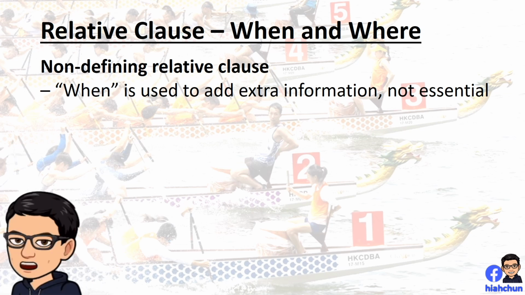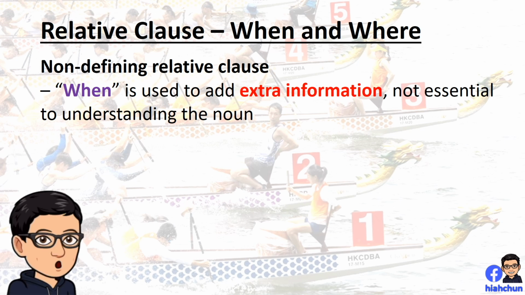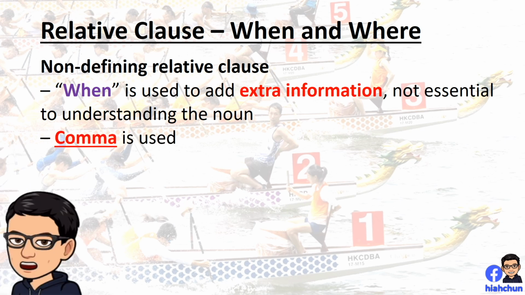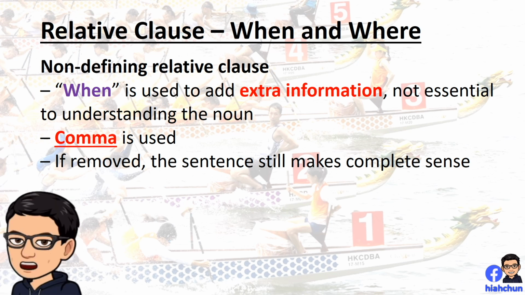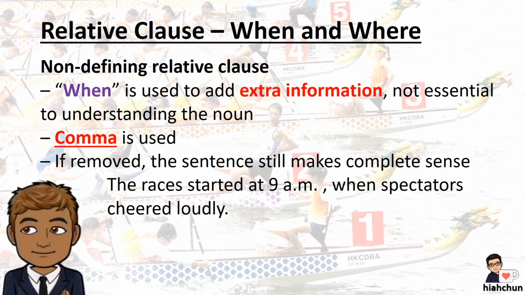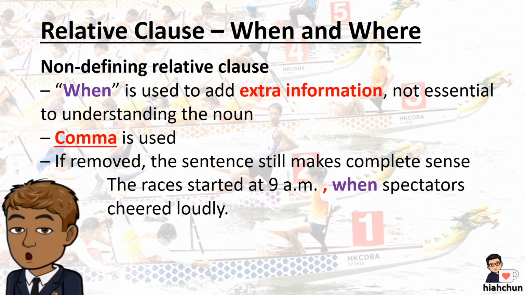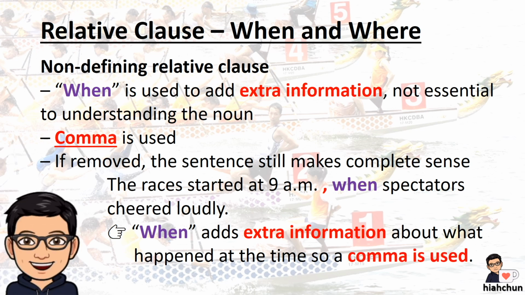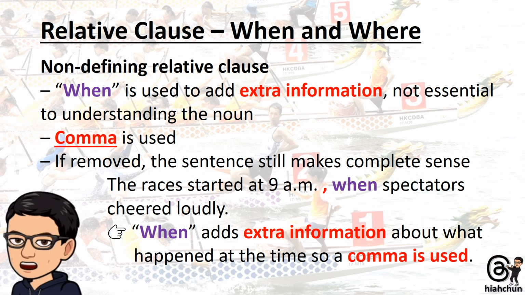In a non-defining clause, when adds extra information. It's not essential to understanding the noun. We use a comma because if you remove the clause starting with when, the sentence still makes complete sense. Let's look at our example sentence. The races started at 9 a.m., when spectators cheered loudly. When adds extra information about what happened at that time, so it's non-defining, and a comma is used. We can remove the clause without changing the main idea.